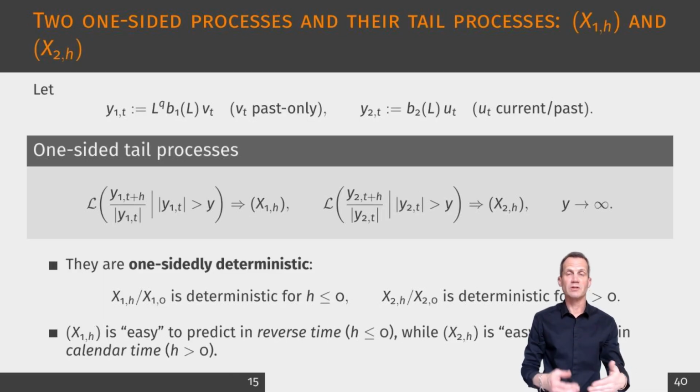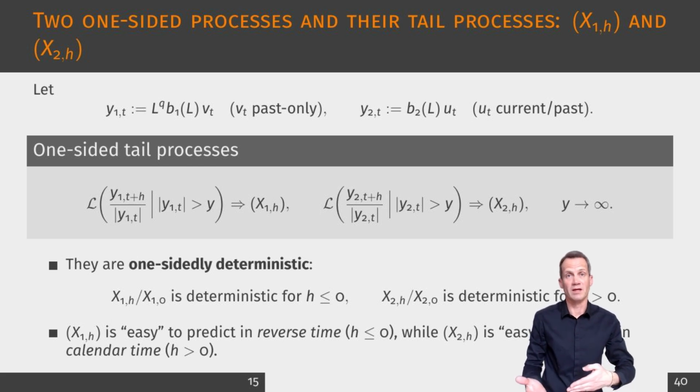This slide introduces a key structural step. We decompose a MAR (r,s) process into two one-sided processes. The first component, y1t, is built only from past innovations, so it behaves like a standard causal object once you run time forward. The second component, y2t, is built from current and future innovations, so it is non-causal in calendar time. Each component has its own tail process when we condition on that component being extreme.